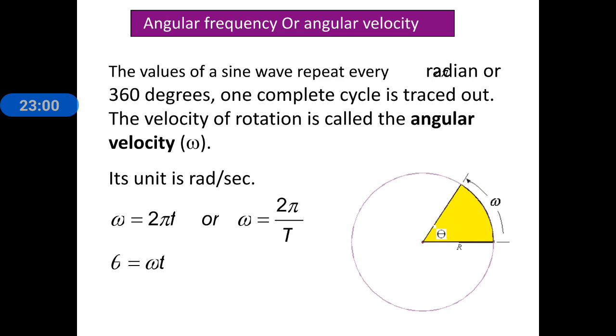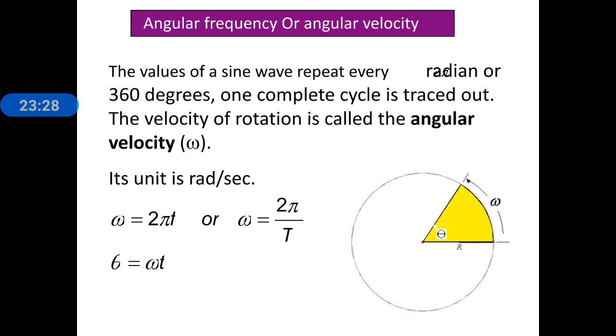The velocity of rotation is called angular velocity. Here the coils are rotating. In large motors or large alternators, the fields are rotating, but in circular form. So it is rotating in a circle, so it is called angular velocity. The rotating speed is called angular velocity, denoted as omega. Its unit is rad per second.